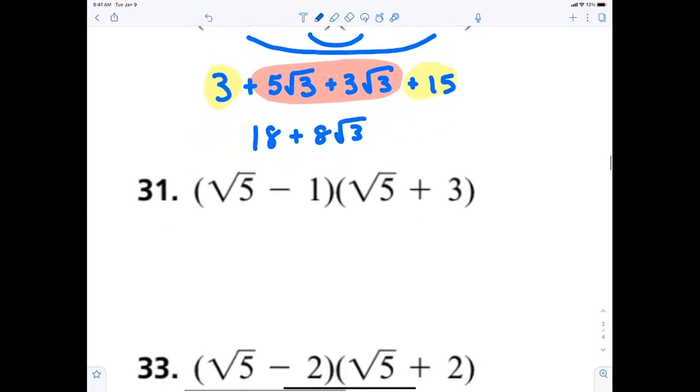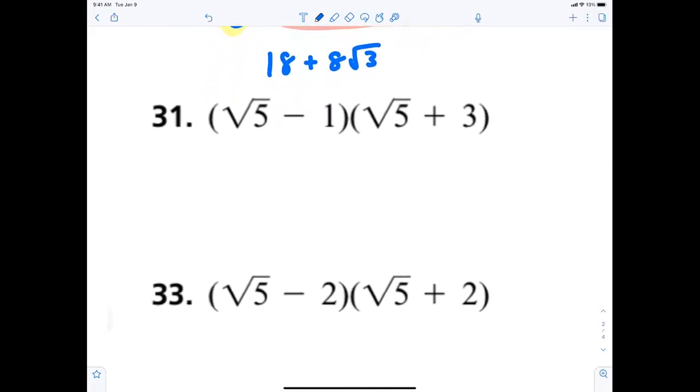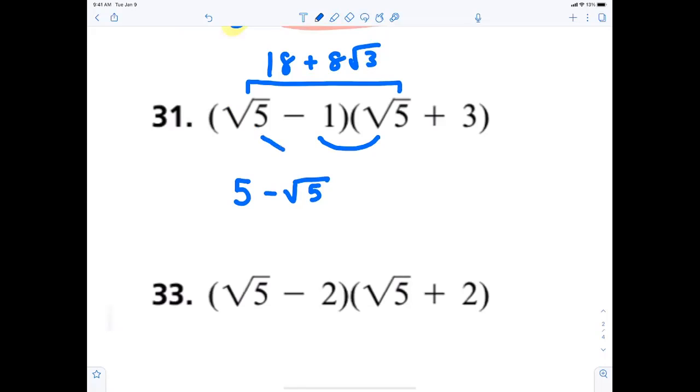All right, here we go again. We have another binomial times a binomial. Square root of 5 times square root of 5 is 5. Now I'm going for the smiley face. What's this? 1 times negative radical 5. Negative radical 5. Now I've got the other smiley face. Positive 3 radical 5.